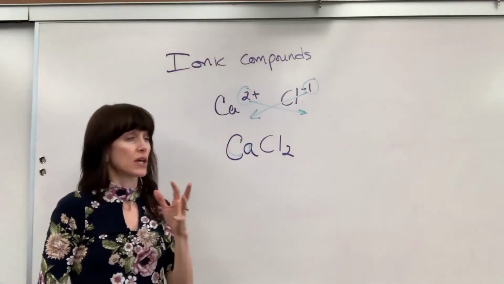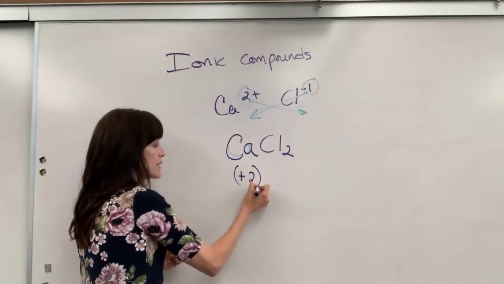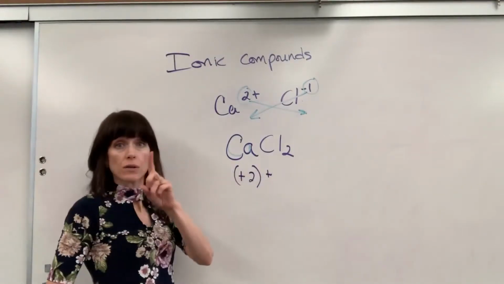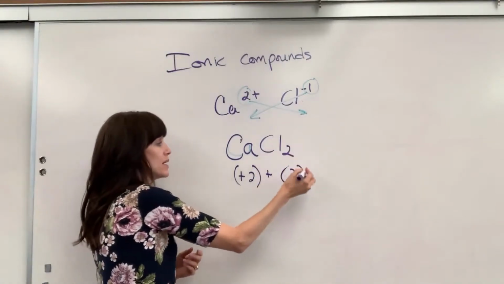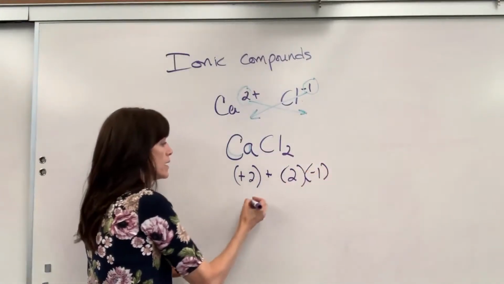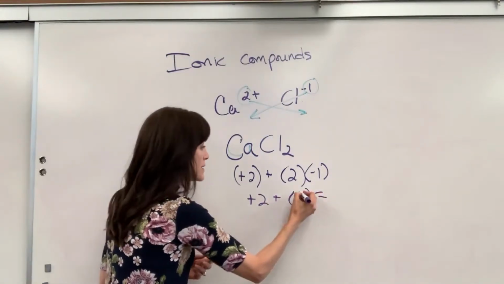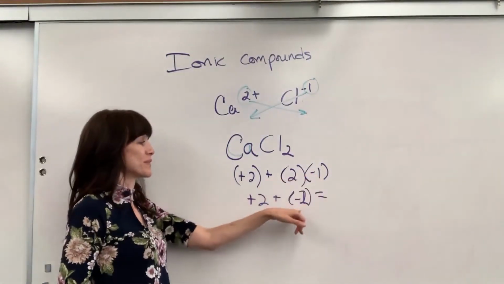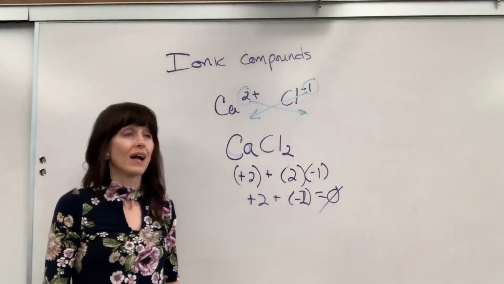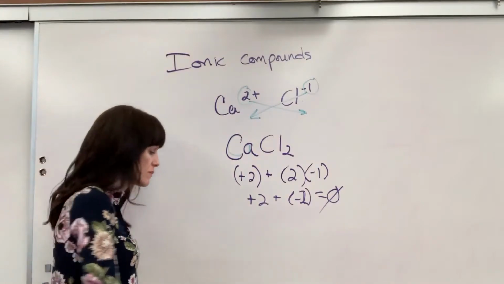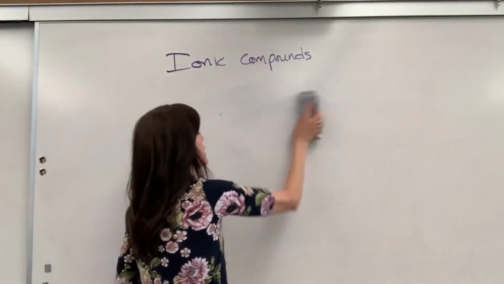Now let's double check the charge on this. You've got a +2 for the calcium, plus, now 1 chloride is a -1, but I've got 2 chloride ions times that -1. 2 times -1 is -2, +2 -2 gives you 0, a net charge of 0.